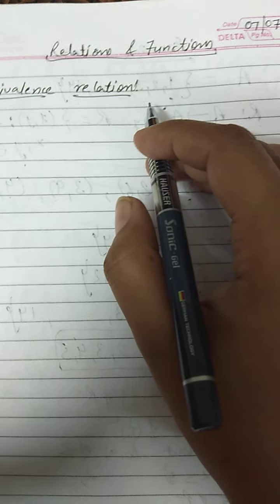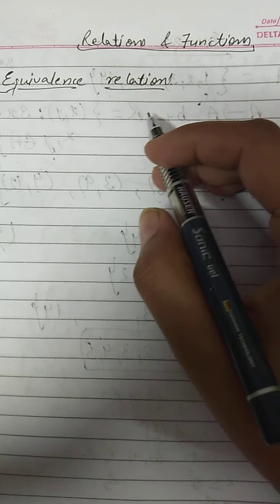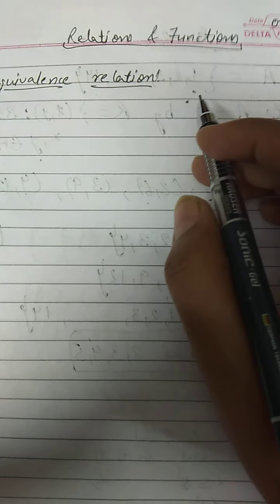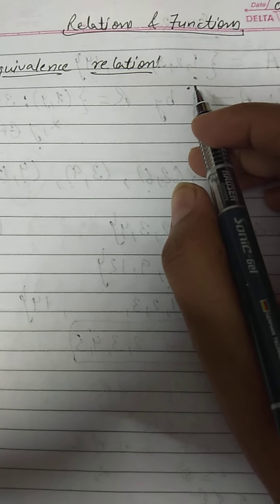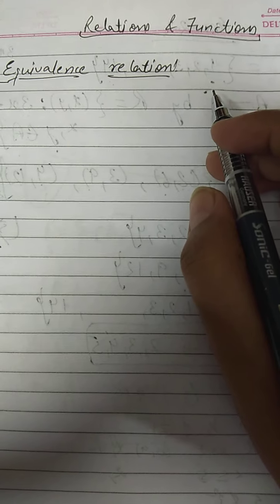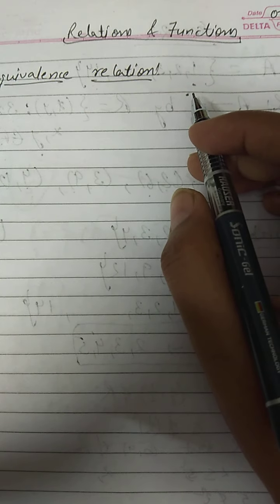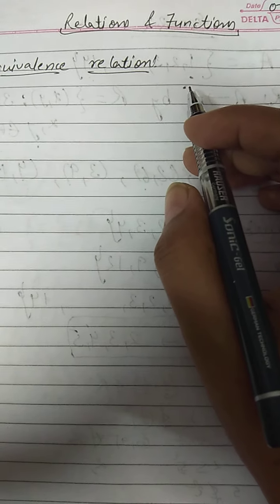Good morning, class. In the previous class, when we started the chapter relation and function, we discussed two trivial relations. What are those two trivial relations? Empty relation and universal relation. Empty relation means which has nothing in it, and universal relation is when each element of set A is connected with every element of set A, that is called the universal.